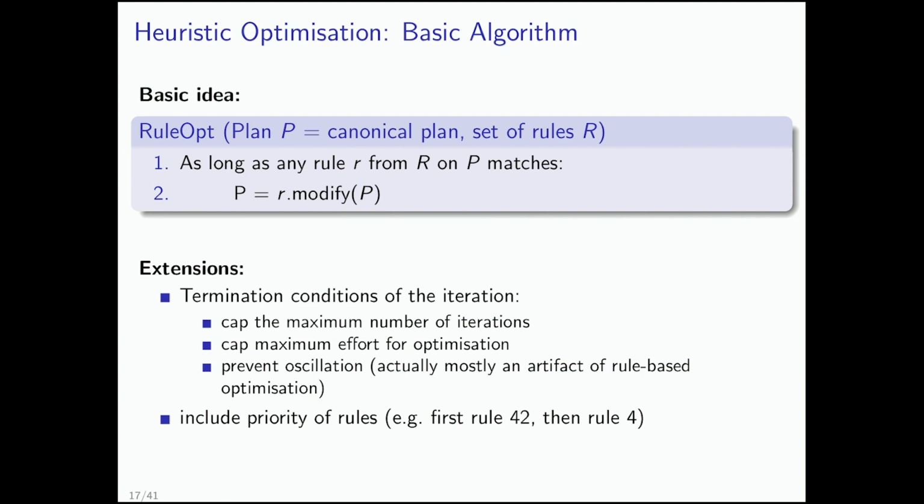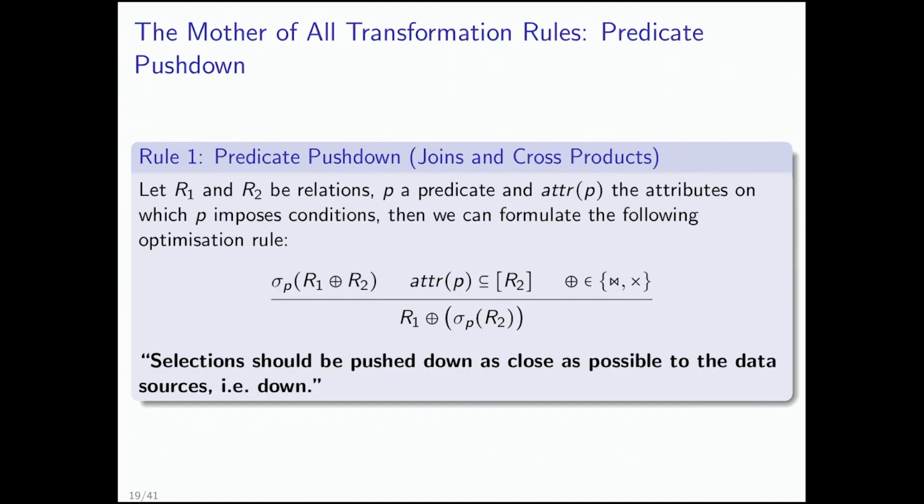And you could also include priority of rules. So if you have a large rule set, you can always try to prioritize certain rules. Something like first, you always try to apply rule 42, and if that doesn't match, only then you go to rule 4. And it could also be that certain rules only work after a certain rule was applied. So only when 42 was applied, then rule 4 may even match on the plan. All of these dependencies exist in these kind of optimizations.